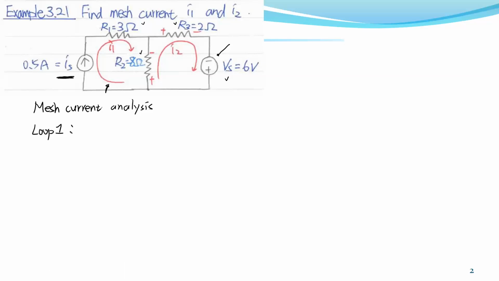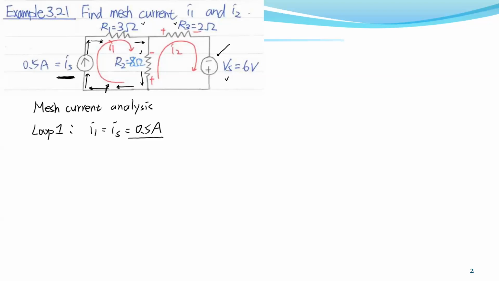so within loop 1, I1 is flowing clockwisely. And then because there is a current source, I1 will be flowing along this loop. So it means I1 equals Is. So because they are identical, I1 will be equal to Is, which is 0.5 amp. So we have already got I1.